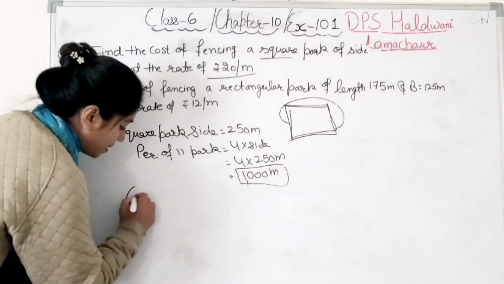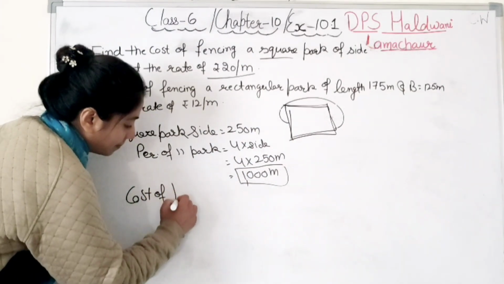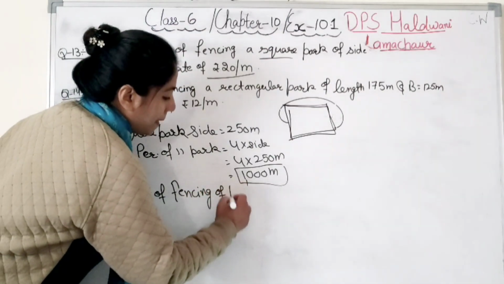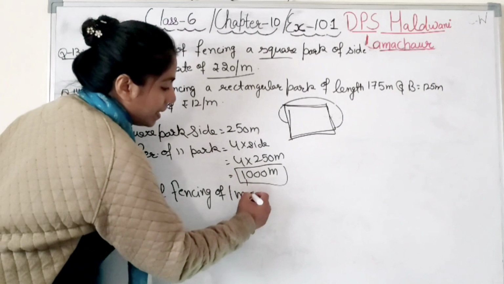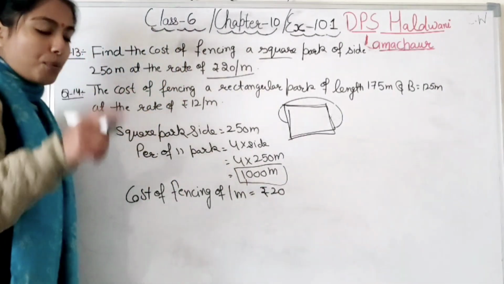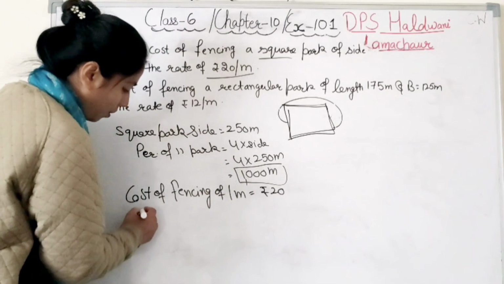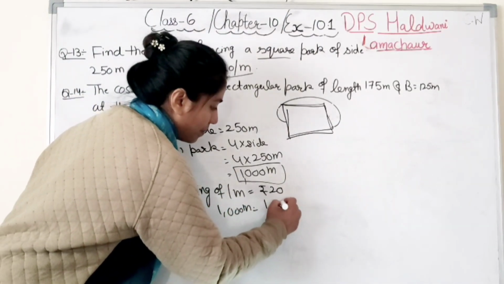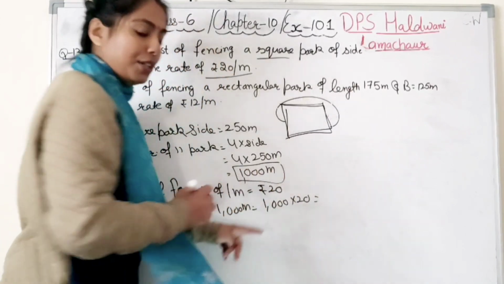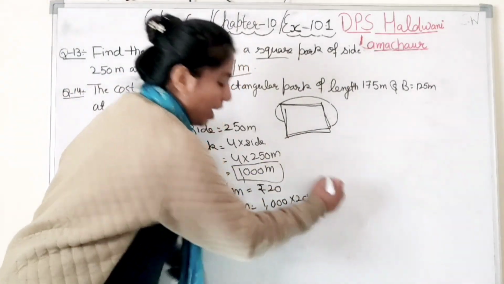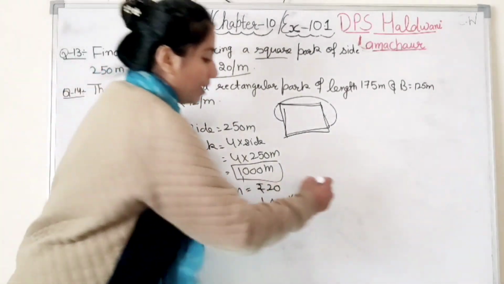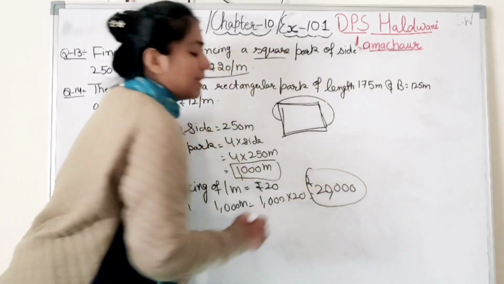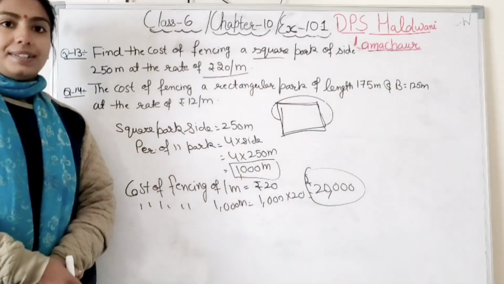So the cost of fencing of per meter means 1 meter, it equals to ₹20 और आपको खरीदना कितना है 1000. So the cost of fencing 1000 meter will be 1000 into 20. So student, you know how to multiply. 2 ones are 2. How many total zeros are there? 1 2 3 4. It means 20,000 rupees is the cost to fence this square park.